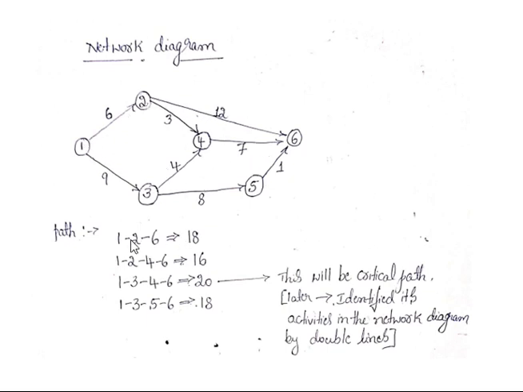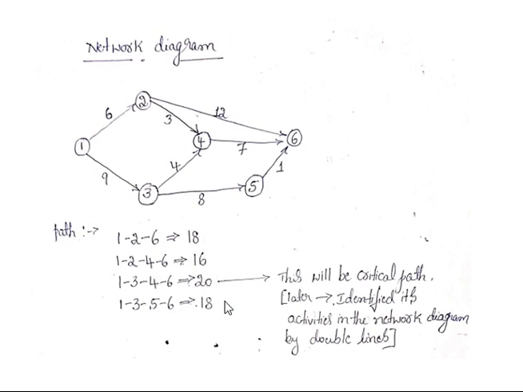Then we observe the number of paths. How to observe the paths in the network diagram: this is the way to observe a path. This is the path. This is also a path. This is also a path. There are a total of 4 paths available. Within each path, whatever activities are there, we just add those time durations, and we get the amount of duration consumed by that particular path. So path 1 to 6 will consume a total of 18 hours. Similarly, the others have also been noted here.